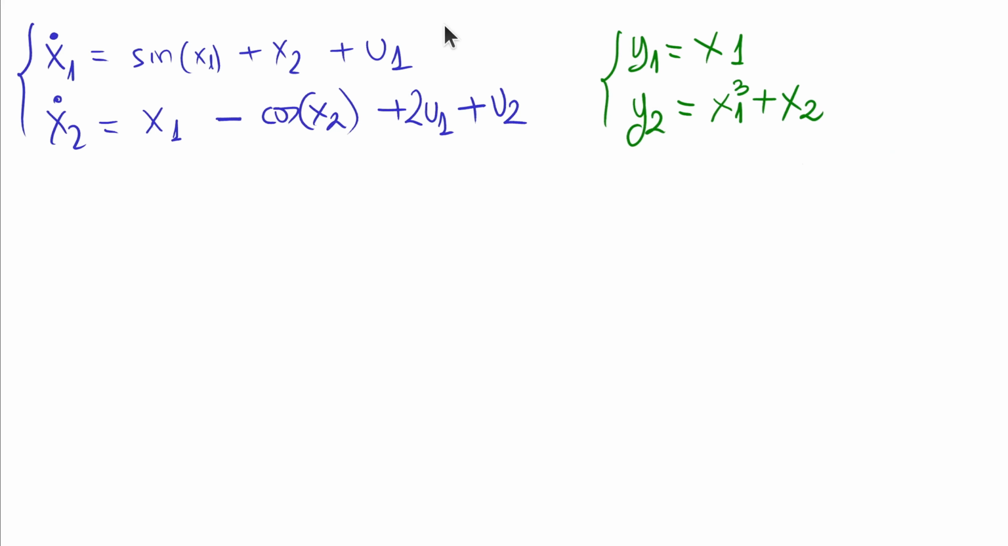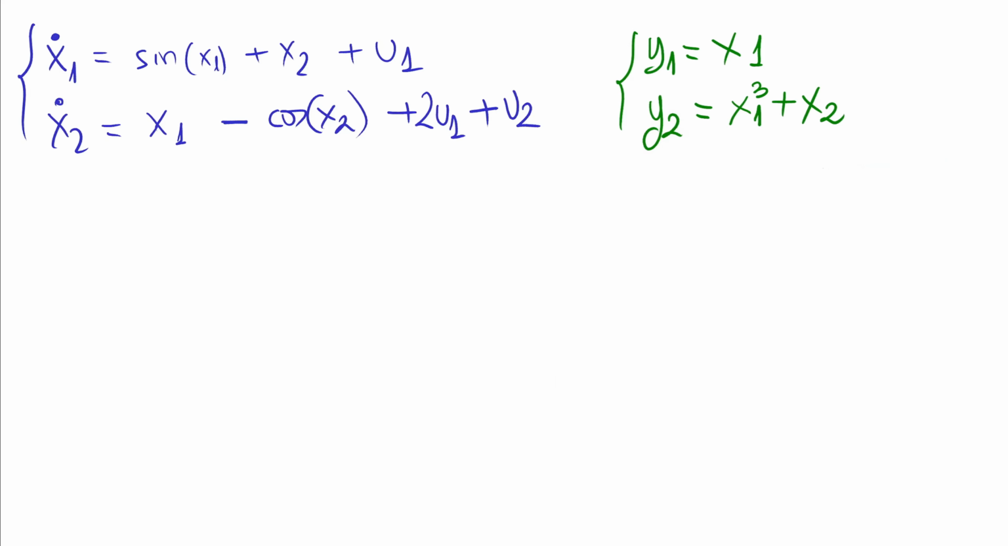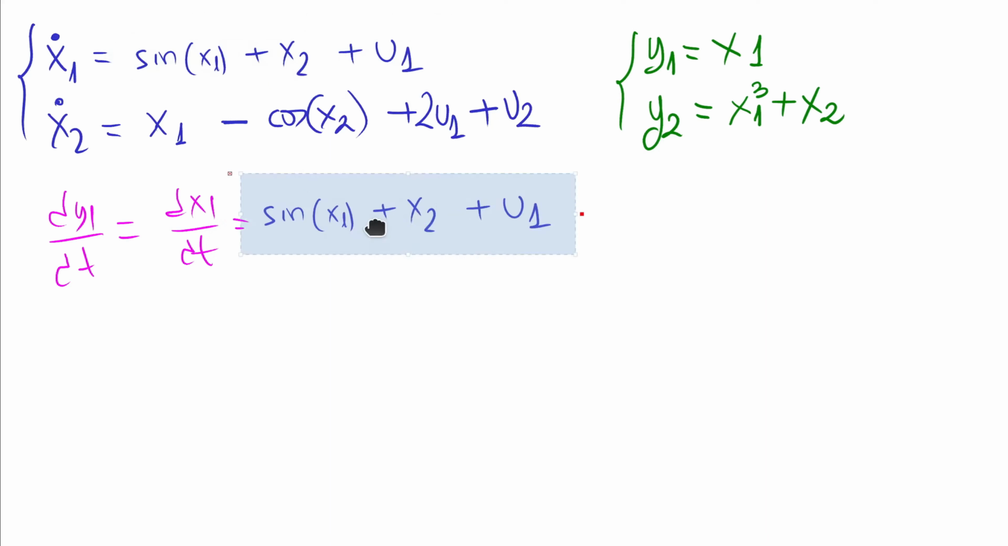How does this methodology work? Well, first we need to take time derivatives of the outputs. So let's start with the first one, and as y1 is the first state, x1, then of course the derivative of the first output is just the first state equation. Here we have it. Now let's go with the second output.